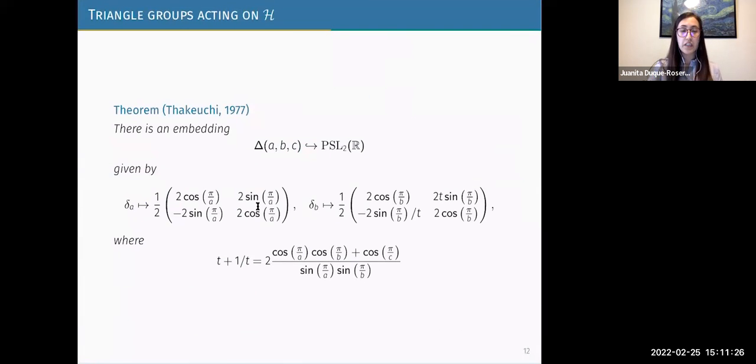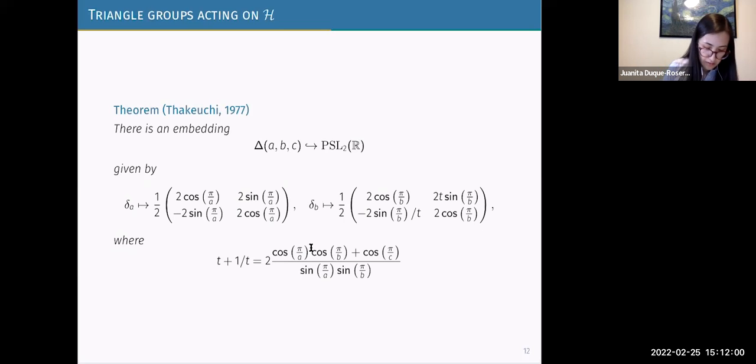And what we can do is that thanks to Takeuchi, we know that there is an embedding of triangle groups delta of ABC into PSL2R. So 2 by 2 matrices with coefficients in R up to multiplication by a scalar. This embedding can be made explicit, but don't pay much attention to these formulas. I just wanted to convince you that you can actually see this embedding.